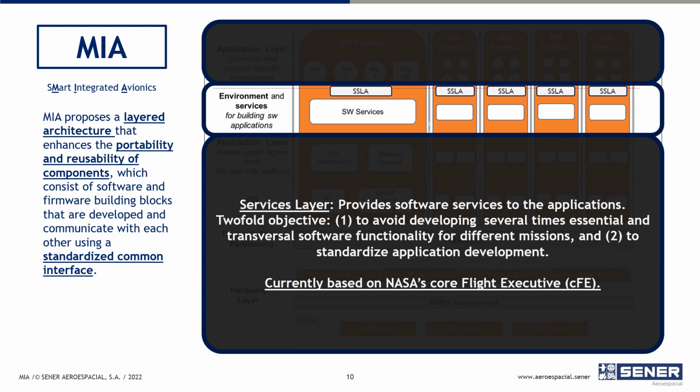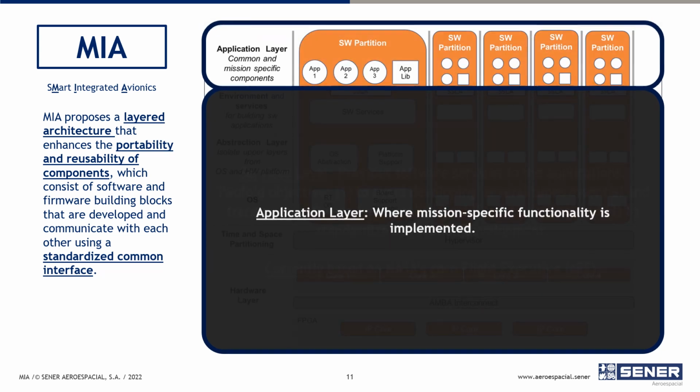We will see this in a little bit more detail later, but we will also see in a minute that we use an abstraction layer so as not to rely on specific calls to the Core Flight Executive functions. And finally, the top layer is the application layer, which is where the mission-specific functionality is implemented. Note that up to this point, the platform is generic and multi-purpose, and this layer is the only one that should differ from mission to mission.